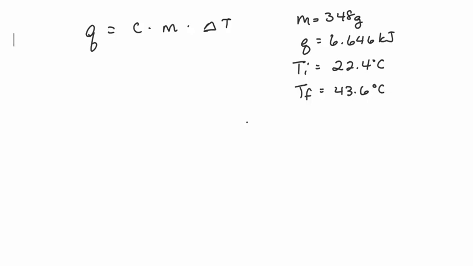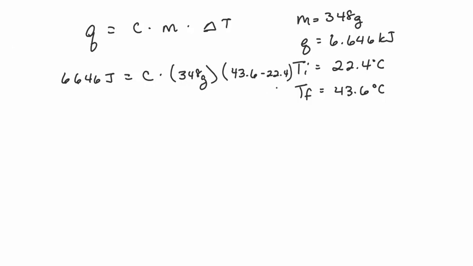Well, I'm going to use this equation and I'm going to fill in what I know. So the Q is 6.646 kilojoules. We need to convert that into joules. So I will have 6646 joules. C is what I'm looking for. The mass is 348 grams. And the change in temperature is going to be the final temperature minus the initial temperature. So 6646 joules equals C times 348 times 21.2.